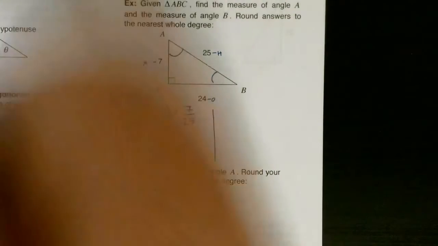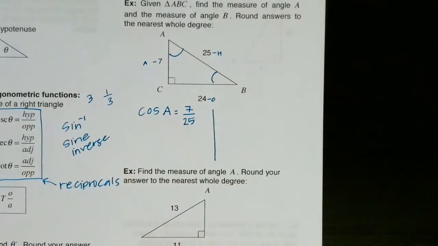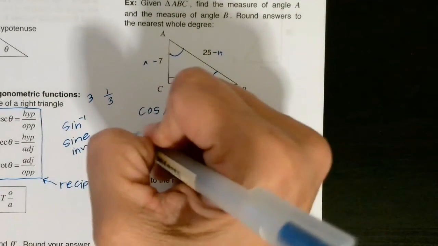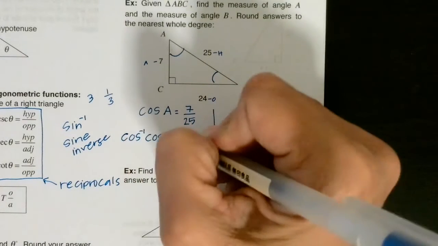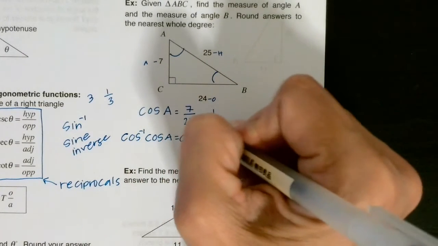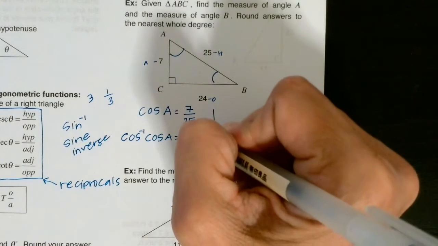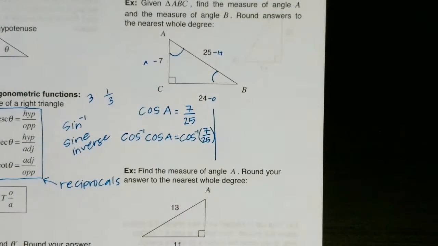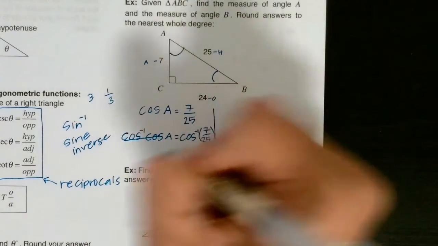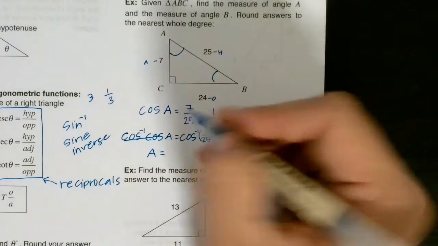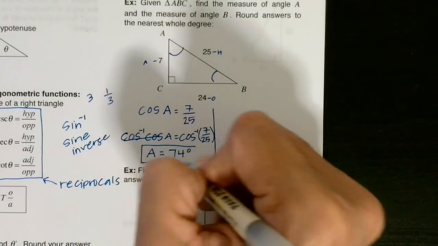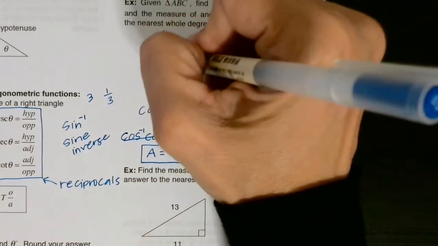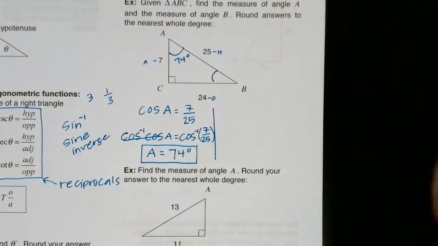Today's lesson is how do you find the angle? So what are we going to do? How do we undo the cosine that's in front? We take the cosine inverse, and what we do to one side, we do to the other. So we're going to plug that into our calculator, round our answer to the nearest whole degree, those cancel out, and A is equal to 74 degrees. So this angle right here is 74 degrees.